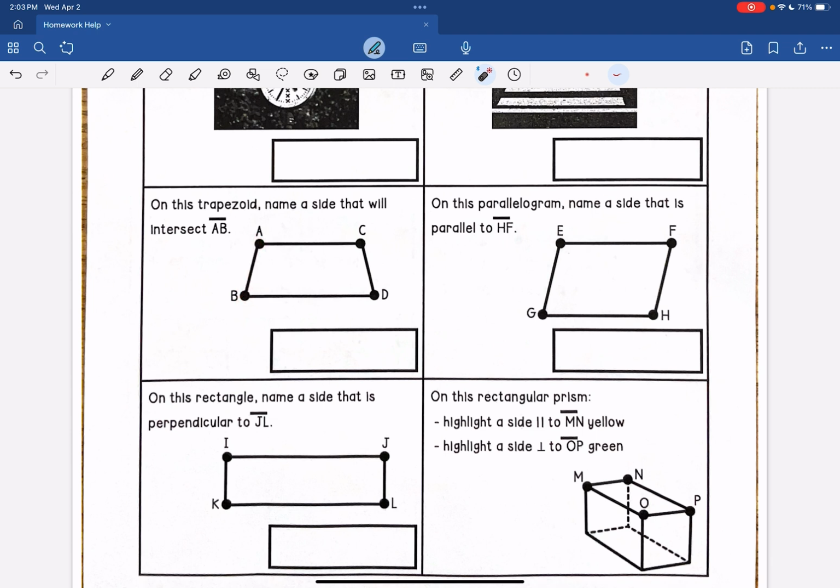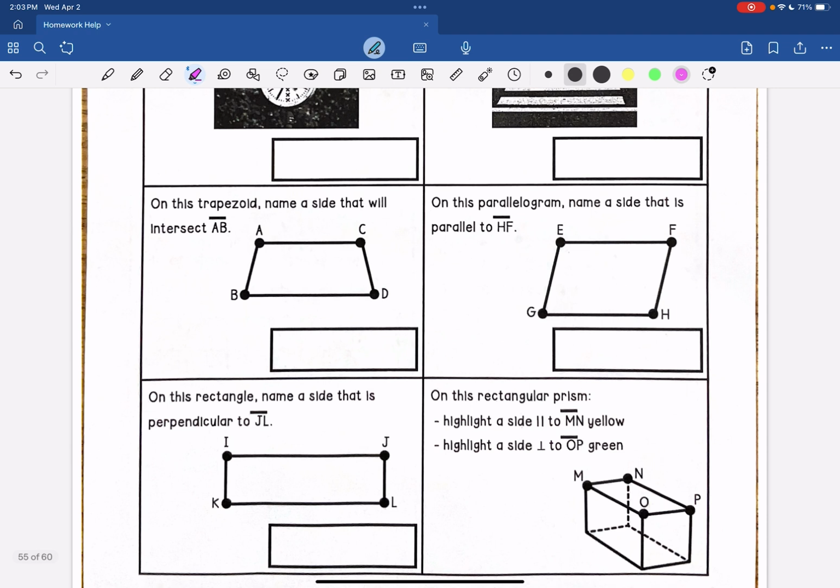All right, so which side will cross AB or will intersect and meet it at one of these points, A or B? Well, there's two different choices. We could use side AC or we could use side BD because both of those cross paths with side AB. So we could say side AC, or we could say side BD. Both of those are acceptable answers.